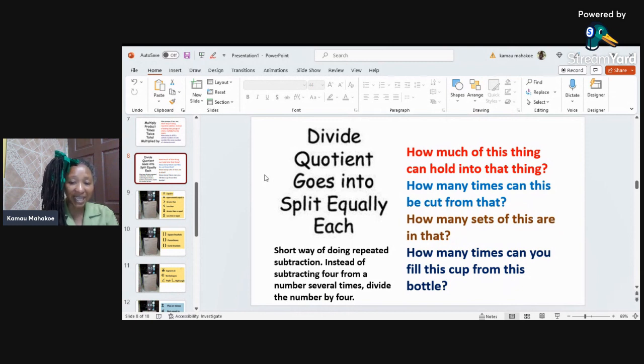How much of this thing can fit into that bigger thing? Or how many times can this be cut from that? How many sets of this are contained within that one? How many times can you fill this cup from this bottle, right? So division is a short way of doing repeated subtraction. Instead of subtracting 4 from a number several times and then counting how many times you're able to subtract it, you can simply divide the number by 4.